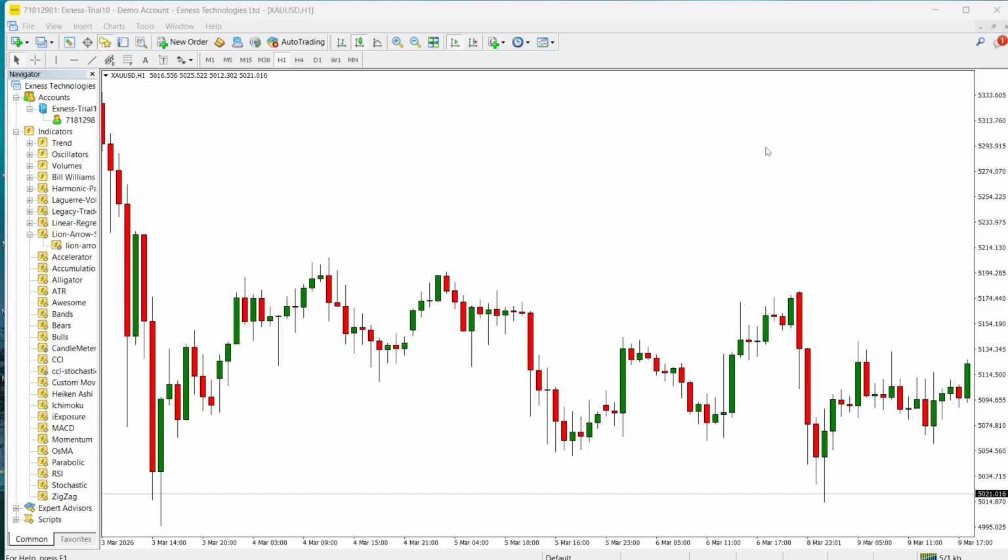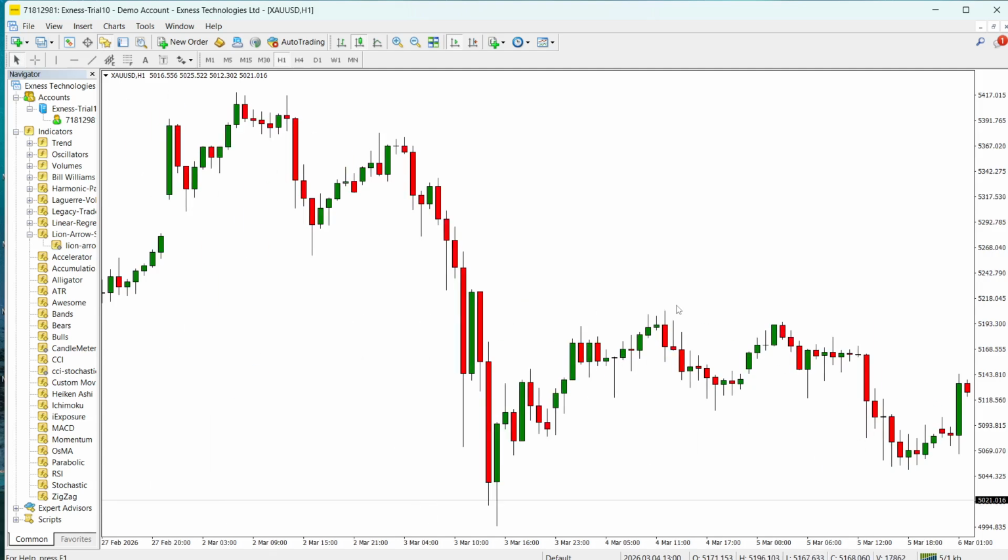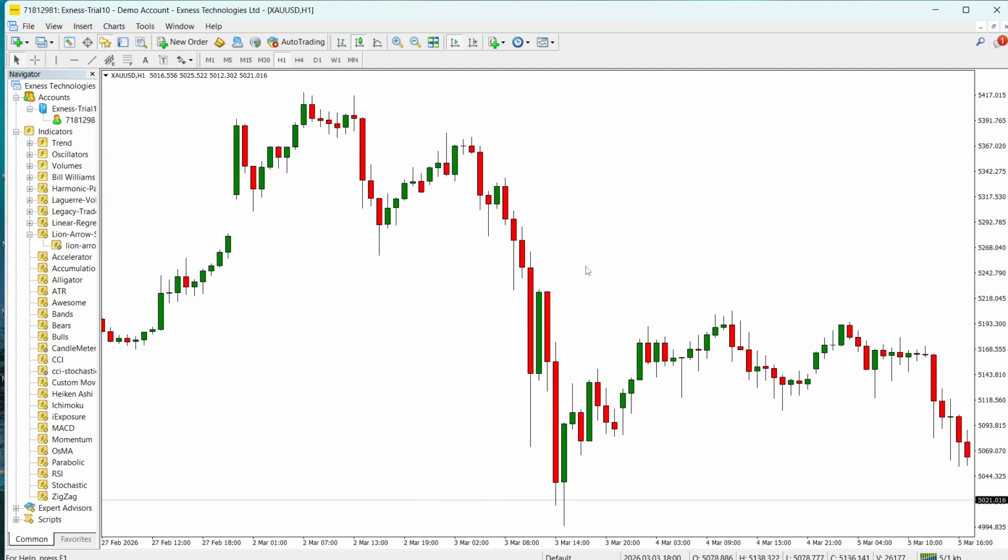Hello traders. Today we are looking at the Lion Arrow Super Arrow indicator for MetaTrader 4, and I'll show you how this directional signal arrow tool works on your charts.